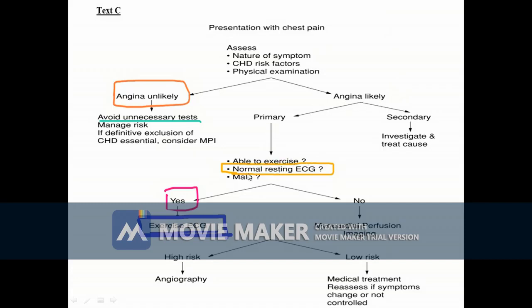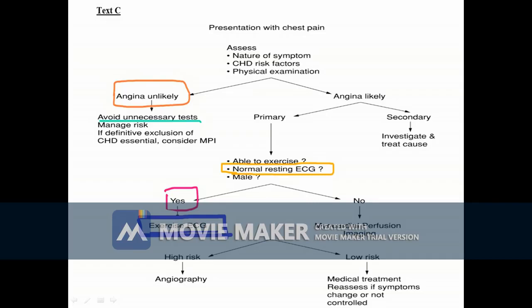Able to exercise, normal resting ECG. Yes, this is an important point as well. They were asking, if there is a normal resting ECG, then what would be the next step? If the resting ECG is normal, then the next step is exercise ECG. So guys, if you keep in mind the important points which you have underlined from the questions, then definitely, without wasting any time, you will find the answers to the questions asked previously.